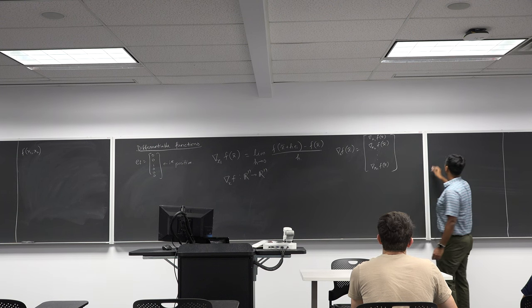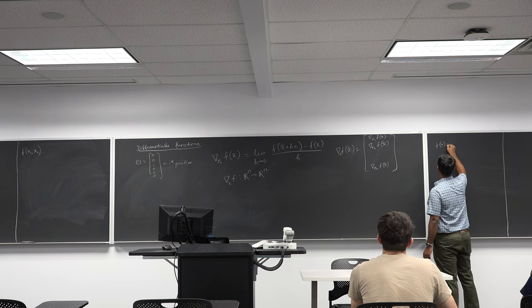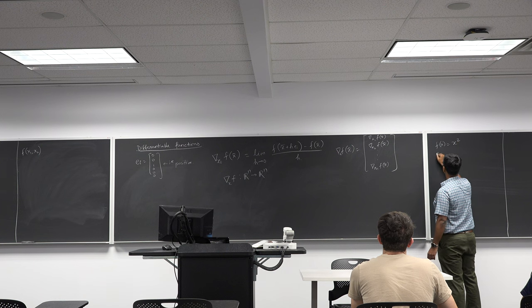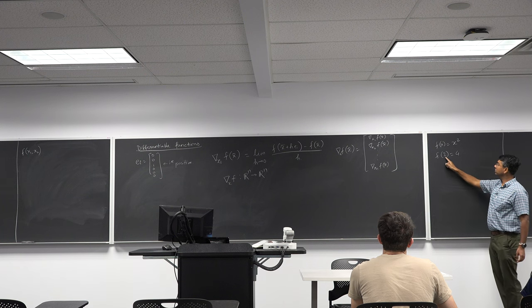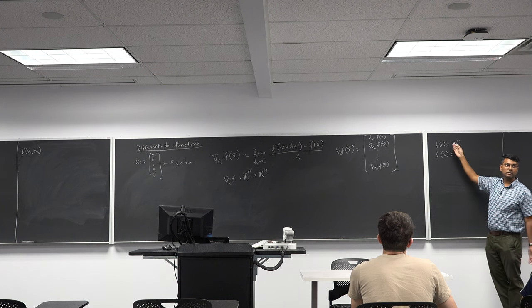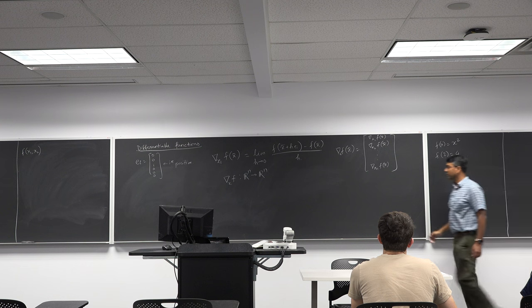Okay? So f of x is equal to x square, f of 2 equals to, what is that, 4, right? So x bar is 2, and this is what f of x is, okay?